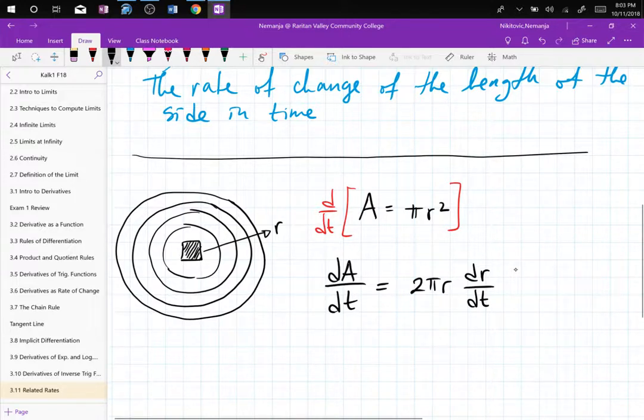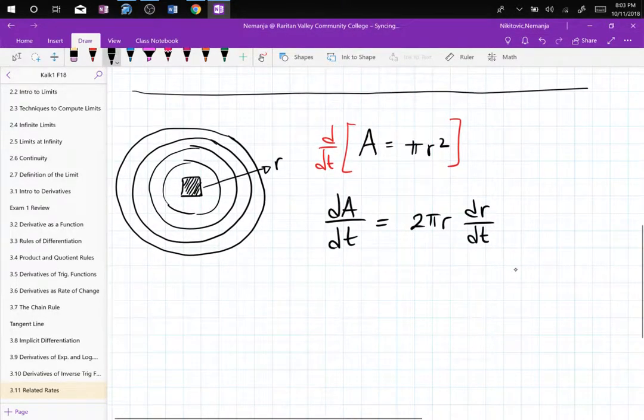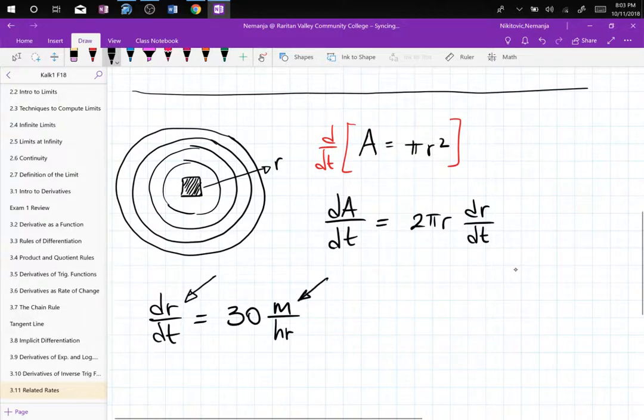Yes, they say figure out how fast the area is growing if the rate of increase of radius is 30 meters per hour when the radius is 100 meters. So when radius is 100 meters, you have the growth of 30 meters per hour for the radius. You can actually calculate. So here we go. dr/dt is given as 30 meters per hour. Please note the units. You see how units make sense? You have the radius, which is measured in meters, and you have time that is measured in hours. Are we agreeing on that?